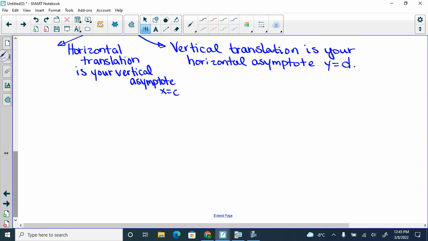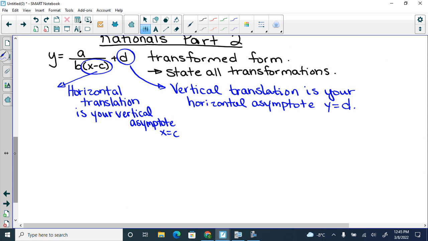So this is transformed form when you have that plus d sitting at the back, right? What we're going to go over is what do you do with rationals when they're not in transformed form, when it's like something all over something. There's no plus d at the back. Okay, what do we do?